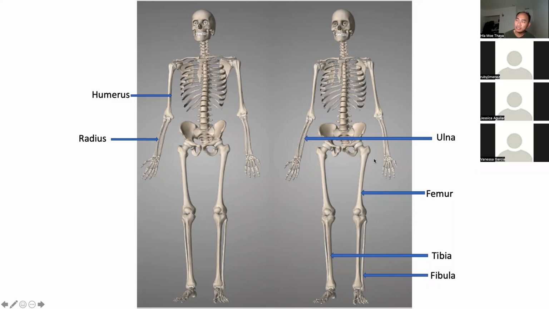Same structure in our lower limb. One single big femur, and two bones in the leg. The bigger bone on the medial surface is the tibia, and the small bone on the lateral aspect is the fibula. So it was easy for us, and we have studied this.